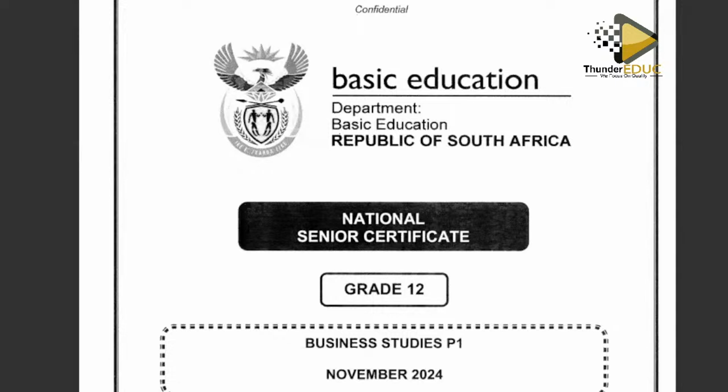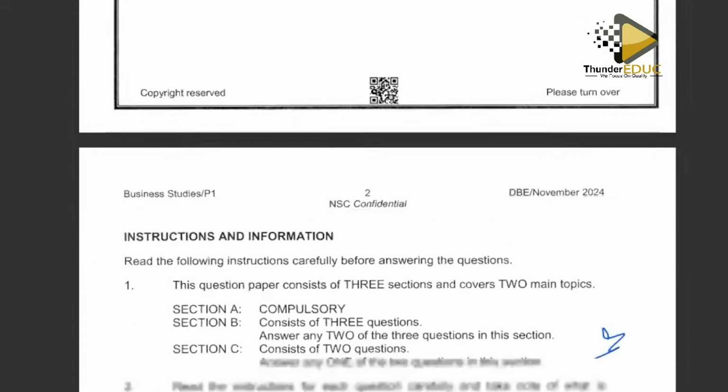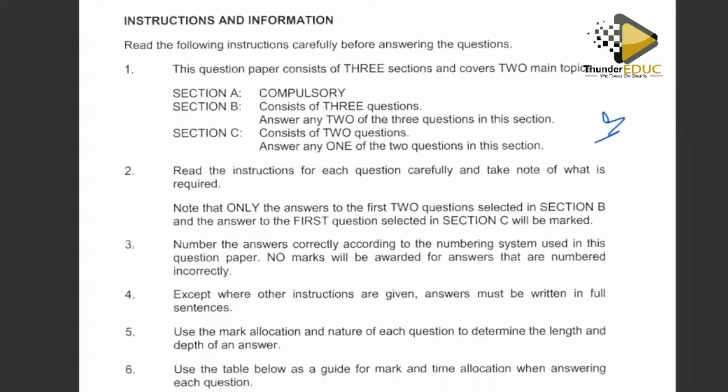Because it is based on a final paper that has been written on the 23rd of October 2024. So now, grade 12s, as I always tell you in previous records or videos or lessons, the first thing that you must do whenever you are dealing with the question paper, in particular for business studies, you should always make sure that you pay attention to the given set of guidelines or instructions and information.